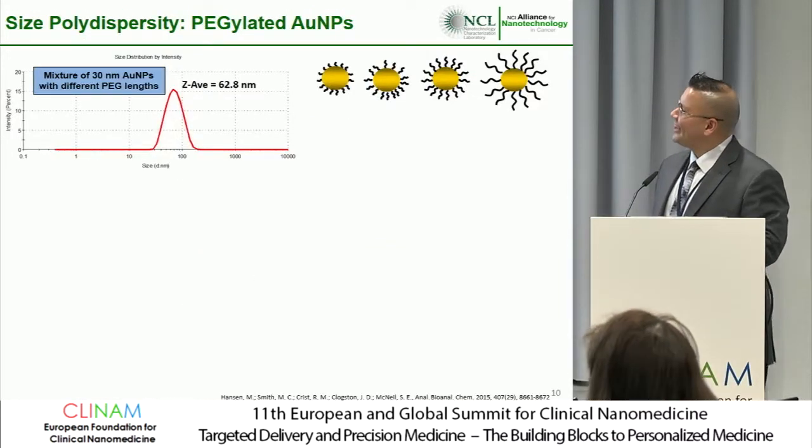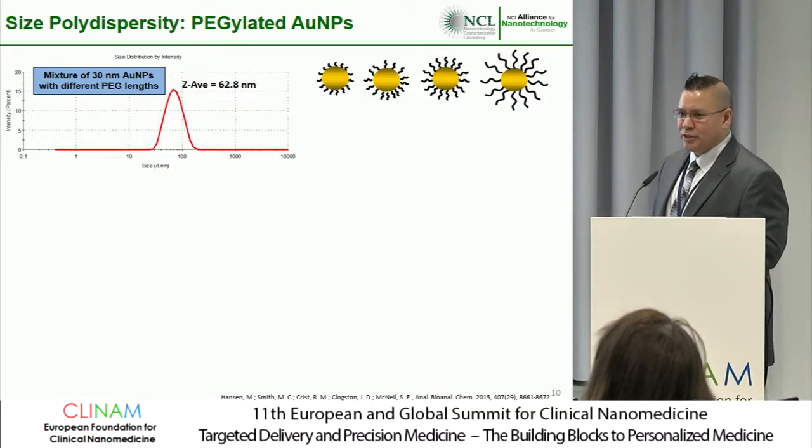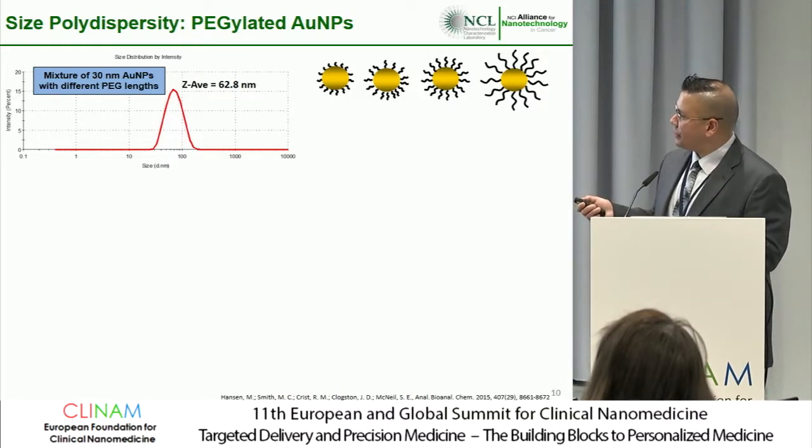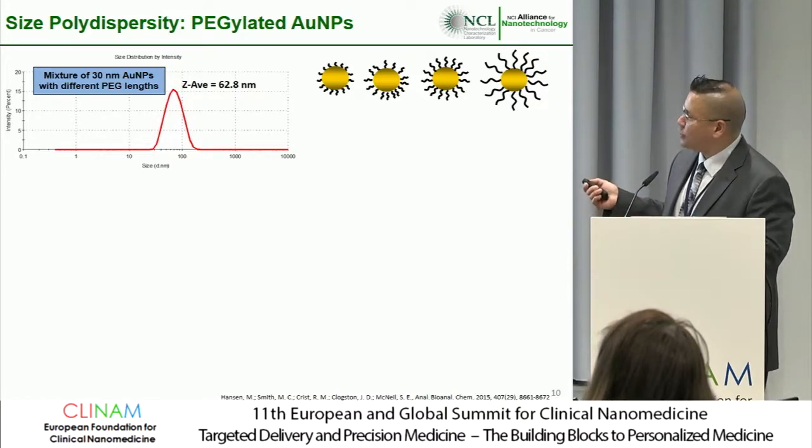My next couple of slides actually deal with AF4, so I find this to be a very strong separation technique. And again, proof of principle, so we took a mixture of 30 nanometer colloidal gold nanoparticles, and what we did, we grafted different PEG lengths. So in this case, 2K, 5K, 10K, and 20K.